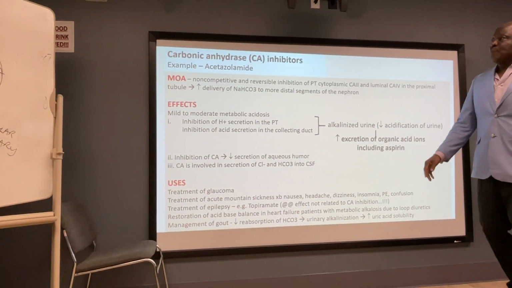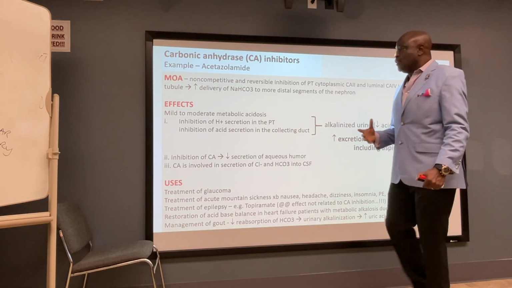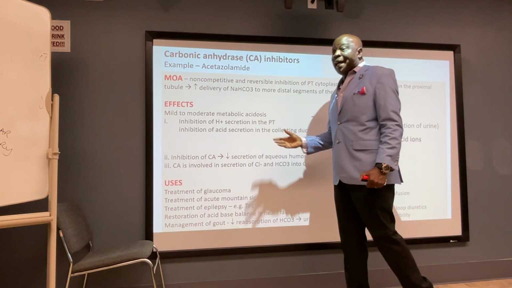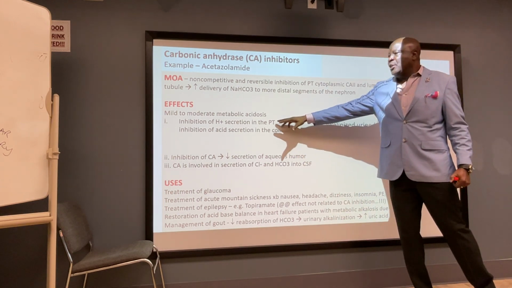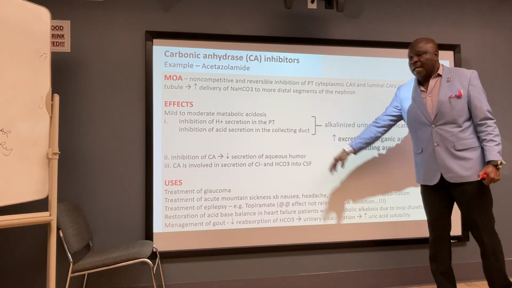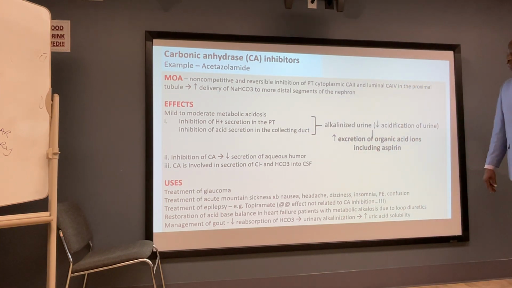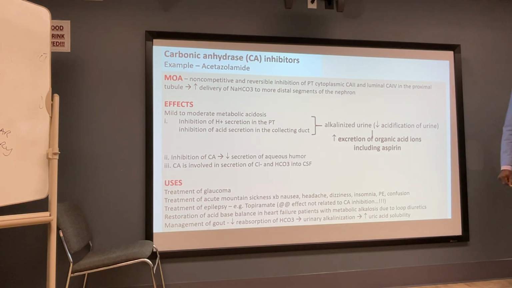So what are the effects produced by carbonic anhydrase inhibitors? They can cause mild to moderate metabolic acidosis. Because when they inhibit hydrogen secretion in the proximal tubule or inhibit acid secretion in the collecting duct, they will alkalinize the urine. That's where I'm getting at.